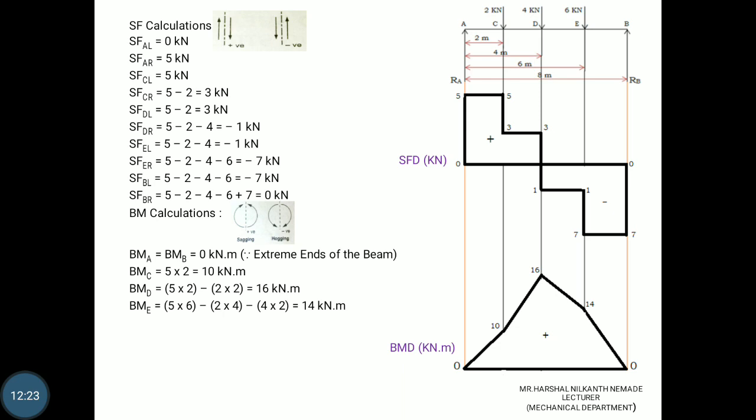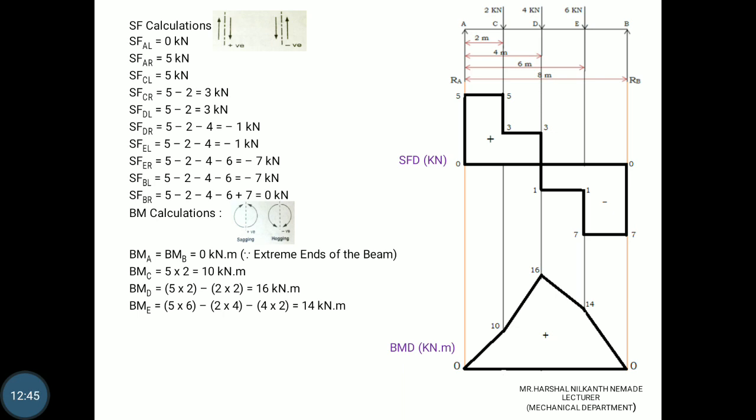At D point it will be 5 multiplied by 4 minus 2 multiplied by 2, is equal to 16 kilonewton meter. At E point it will be 5 into 6 minus 2 into 4 minus 4 into 2, is equal to 14 kilonewton meter.